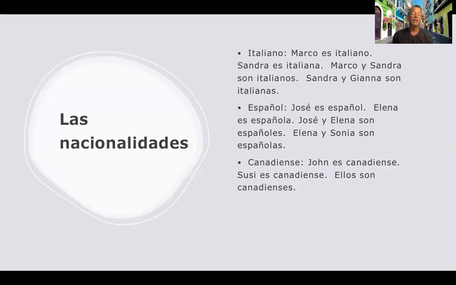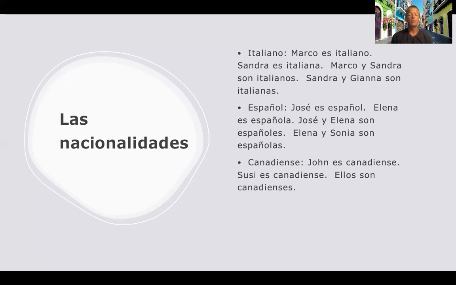Las nacionalidades, nationalities are also descriptions. They are like characteristics. They work with masculine, feminine, singular, and plural. For example, take italiano, which ends in an O. Marco es italiano. Sandra es italiana. Marco y Sandra son italianos. Sandra y Gianna son italianas. So notice how we have italiano, italiana, italianos, italianas.